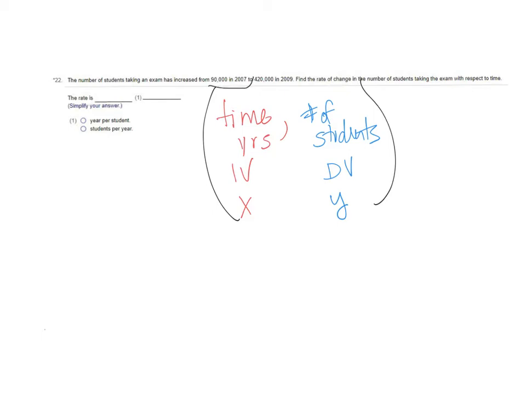And so when we go to look at our 2 points here, our first point is that in 2007 the number of students taking the exam was 90,000. And then in 2009, that increased to 420,000.